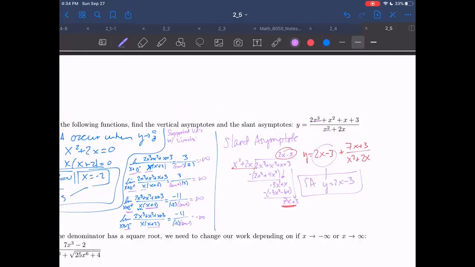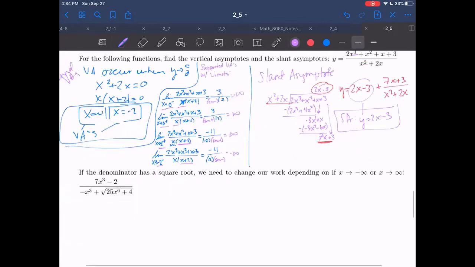If our denominator has a square root, then we might need to change our work, depending on whether x is approaching positive or negative infinity.